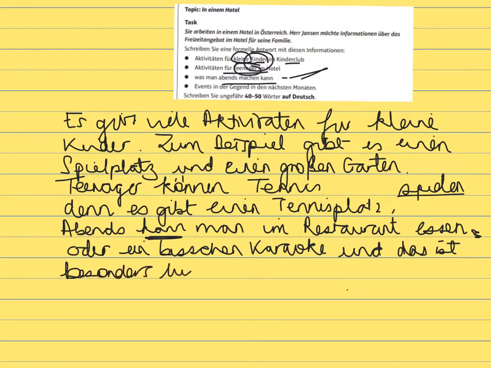And then lastly, events in der Gegend in den nächsten Monaten. So things going on in the coming months in the area. So again, let's start with in der Gegend. What is there? I'm going to say there is a carnival or a sports festival. What about a sports festival? In the area there is a sports festival.